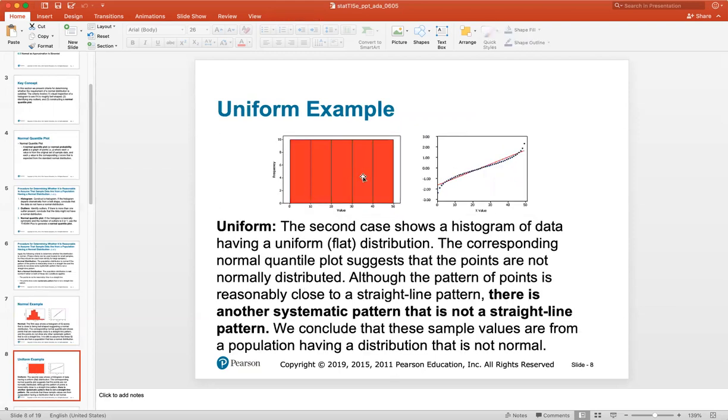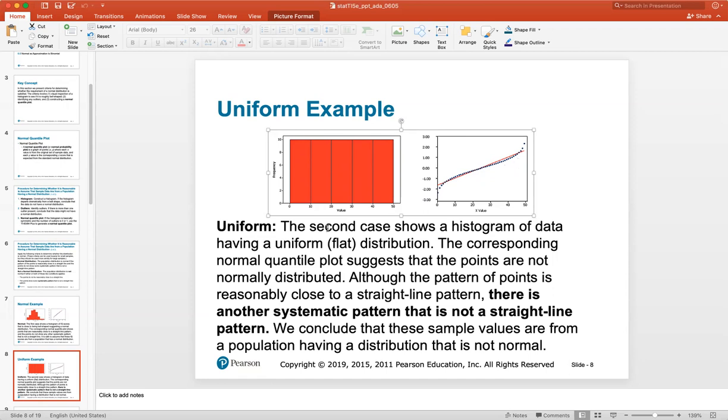The second example is a uniform distribution. When you look at the normal quantile plot of the second graph, the distribution of points has some kind of pattern. It's a wave kind of pattern, right? Up and then down and up. Even though the points lie roughly on the straight line, if you see this pattern, that means the sample doesn't have a normal distribution.